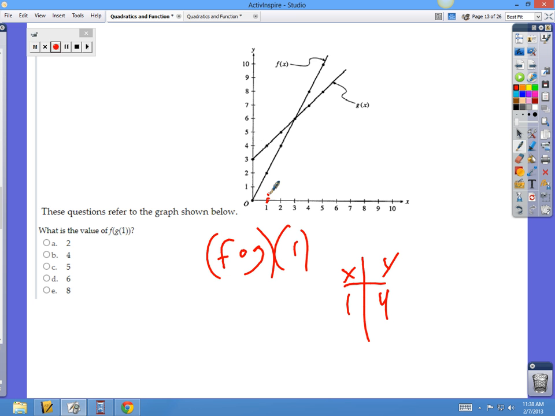So you go up until you hit G about right there at 4. But now that G of 1 is 4, they want you to do F of 4. So you're going to take 4 and plug it into F, just go up until you find it. You had to go up 8, so your answer is E.